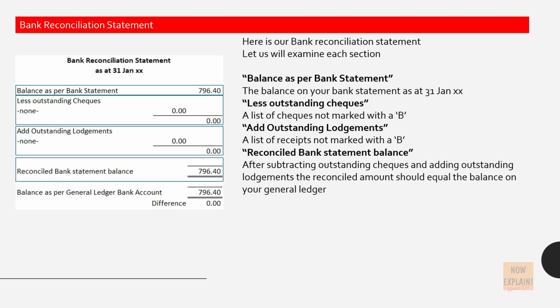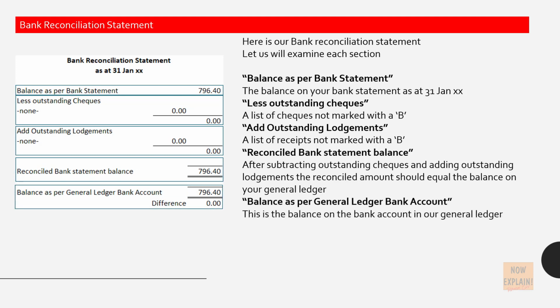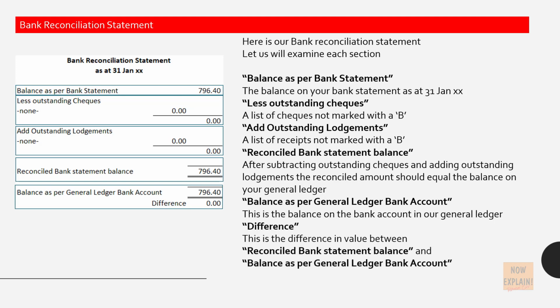Reconciled bank statement balance. After subtracting outstanding checks and adding outstanding lodgements, the reconciled amount should equal the balance on your general ledger. Balance as per general ledger bank account. This is the balance on the bank account in our general ledger. Difference. This is the difference in value between the reconciled bank statement balance and the balance as per the general ledger bank account. If the difference is not zero, then there is an error somewhere in your bookkeeping records.